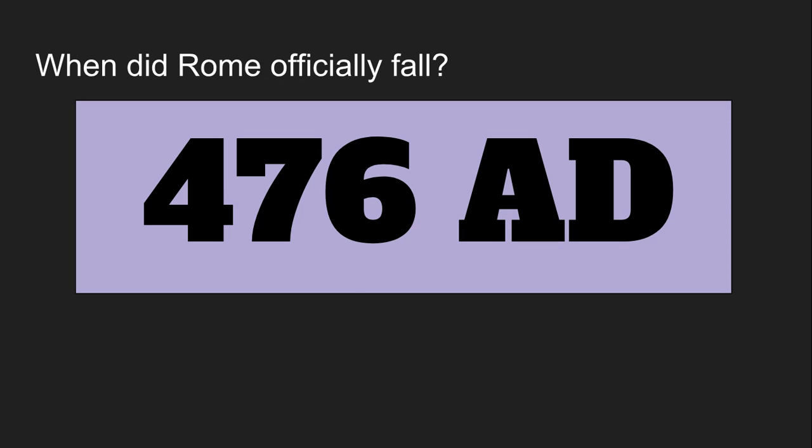When did Rome officially fall? 476 AD. I think he said something like breakout 476, or fallout. I think fallout 76 was what you were trying to say. Remember it: fallout 4, fallout 76. So 476 was when Rome officially fell.